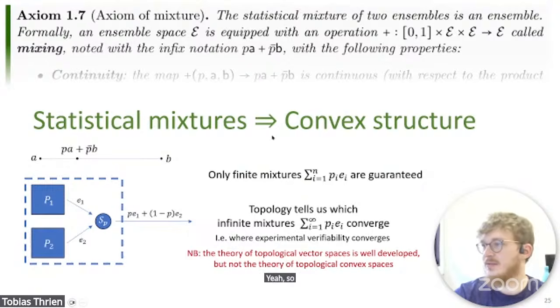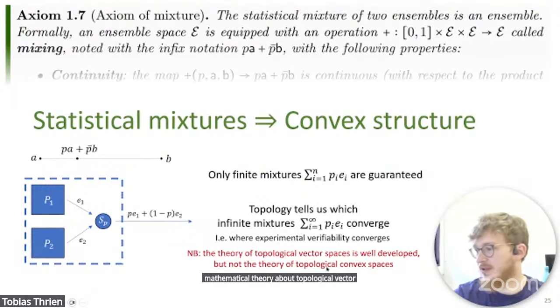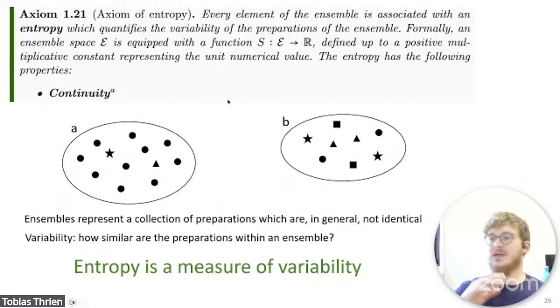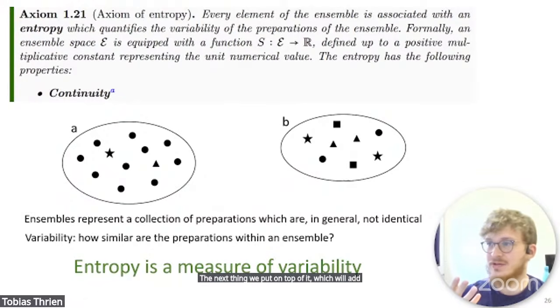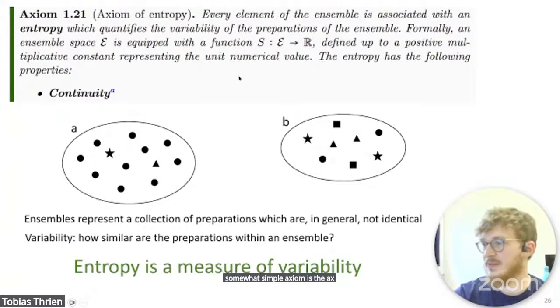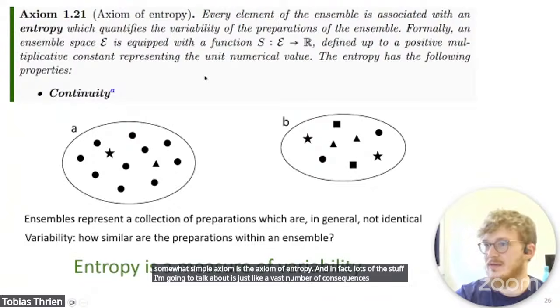So basically right now we have a topological space. Now we have a topological convex space, which is actually something not that well studied. There is a lot of mathematical theory about topological vector spaces, but we're not there yet. We have a topological convex space. And the next thing we put on top of it, which will add a lot of structure, even though it's a somewhat simple axiom, is the axiom of entropy. In fact, lots of the stuff I'm going to talk about is just a vast number of consequences you get from just assuming this.